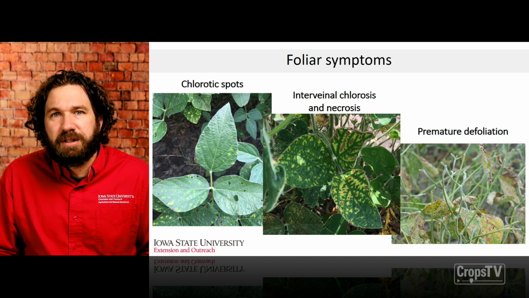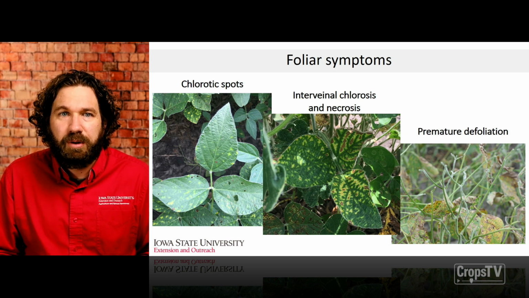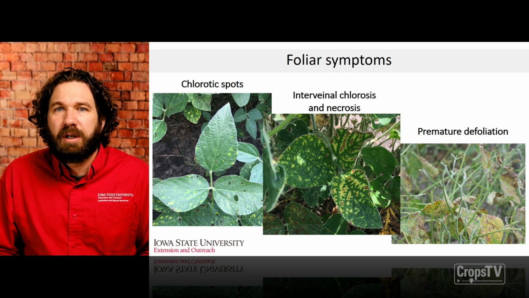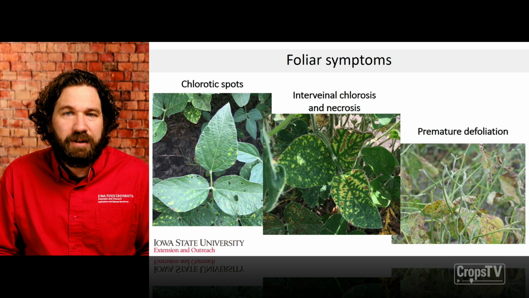If the disease continues to progress, you'll end up with premature defoliation. The petioles will remain on the plant, and that's one of the distinguishing factors as well. It gets its name, sudden death syndrome, because some of these foliar symptoms can advance very, very quickly if the conditions are right for the disease.